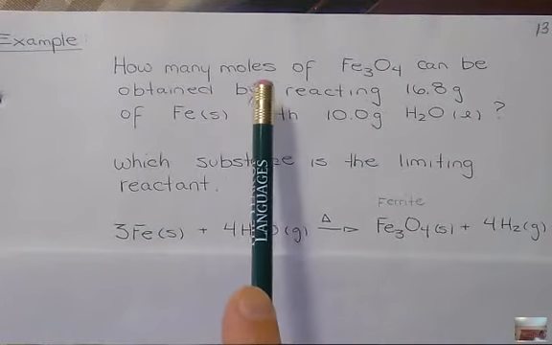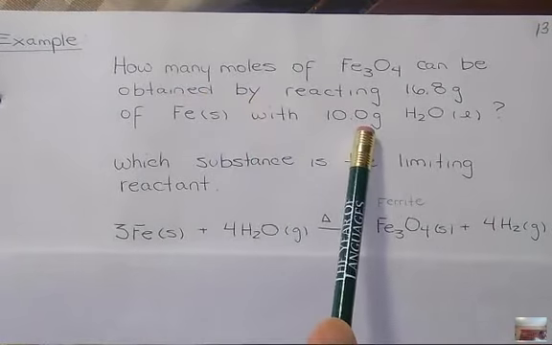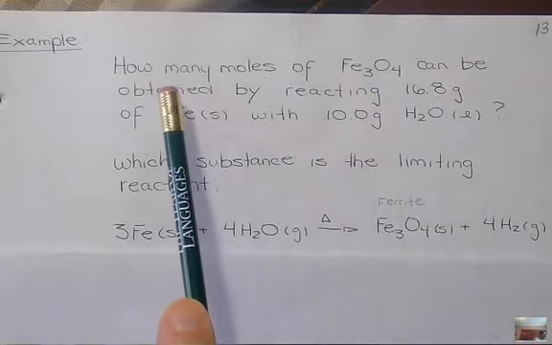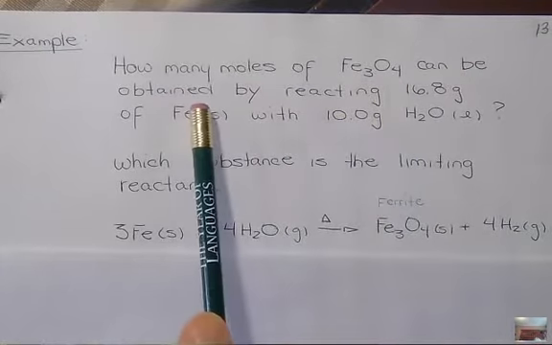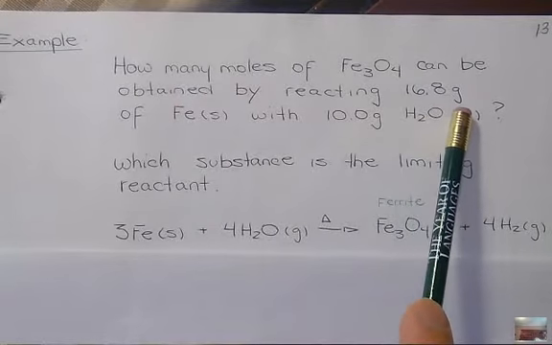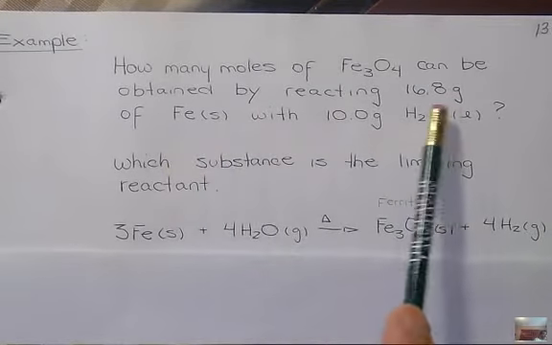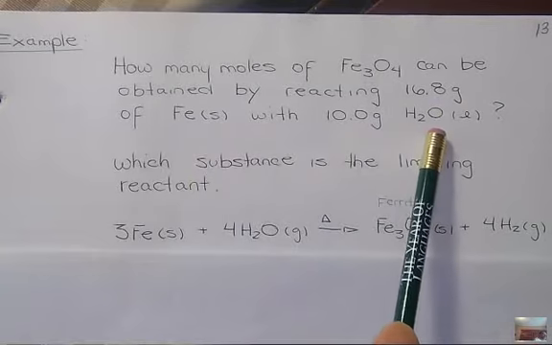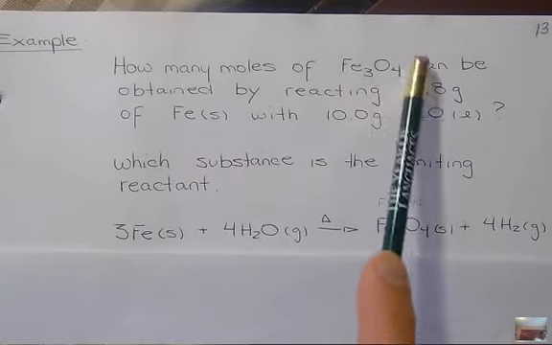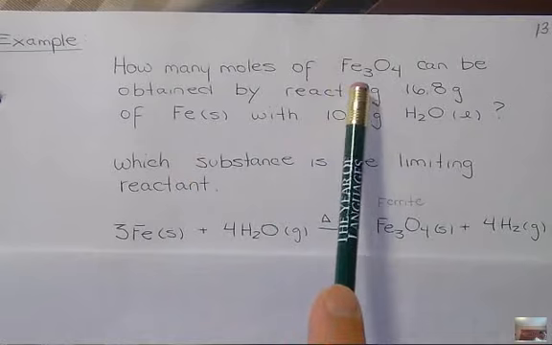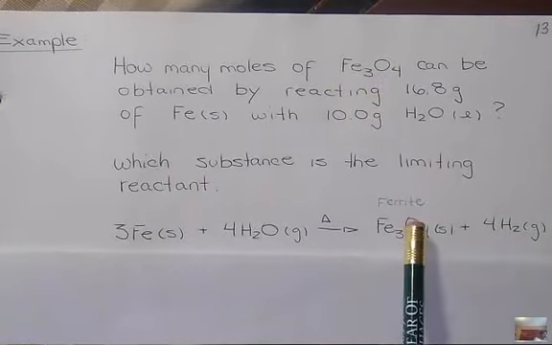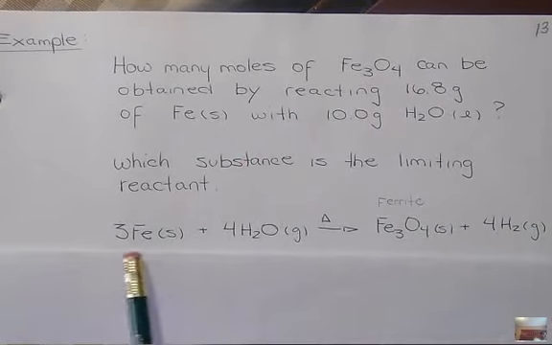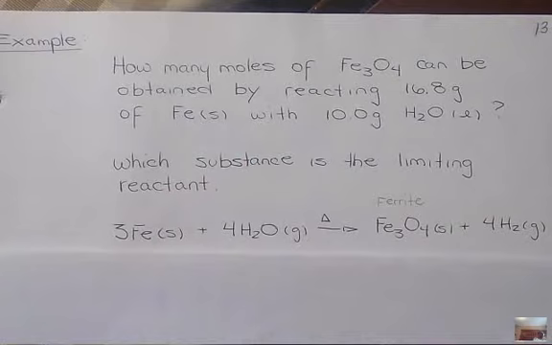All right, so this question is called a mass to moles question because they ask you how many moles of iron oxide can be obtained by reacting 16.8 grams of iron. So they give you the mass of iron and the mass of water, and they want to know how many moles of this particular form of iron oxide, which is called ferrite, you can make. Okay, so the overall balanced equation is given to you.